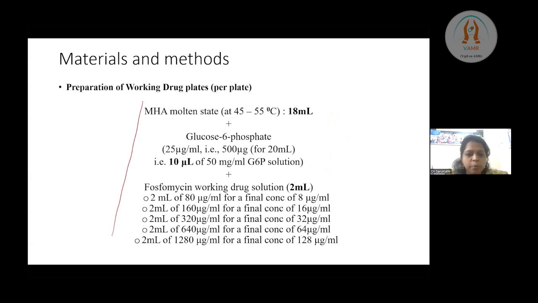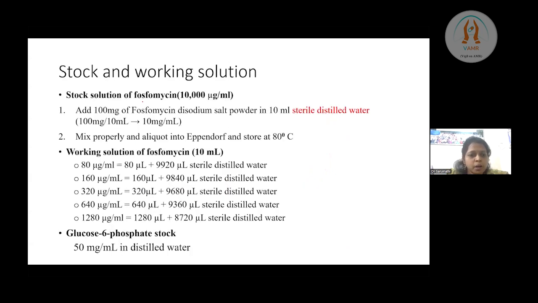So now we will go one by one. How to prepare the stock solution. So you will be having the powder in hand after purchasing. And first you have to prepare the stock solution, which has a concentration of 10,000 microgram per ml.